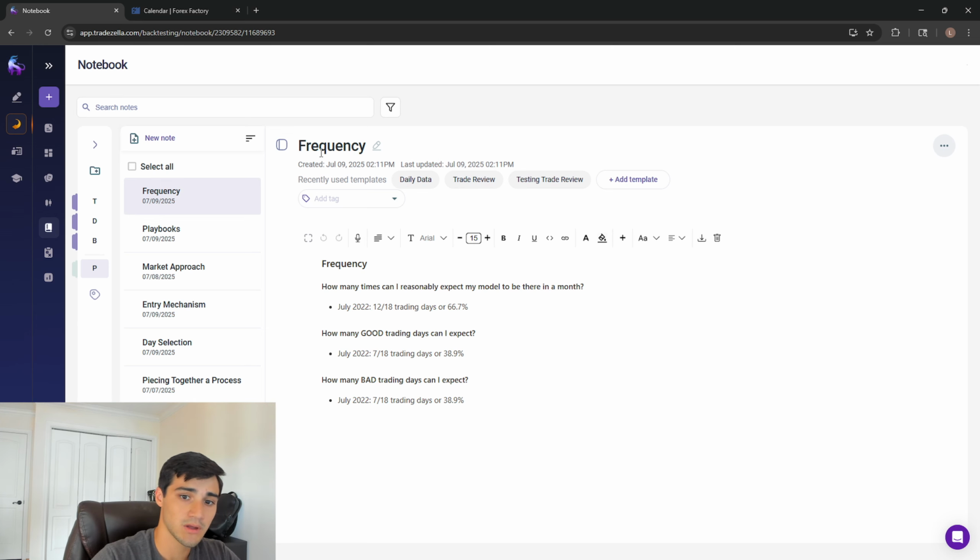So frequency. I want to know exactly how many times per month I can reasonably expect my model to be there. So I'm tracking this statistic. I want to know how many good trading days I can expect out of a month. For example, in July 2022, less than 40% of those trading days, 7 out of 18, were good trading days. At the same time, there were also bad trading days. These numbers were the same. 7 out of 18 of those days were really bad days. 7 out of 18 of those days were really good days. Only 40% of the month was actually a good trading day. This makes you think about how you have to perform over the course of a month.